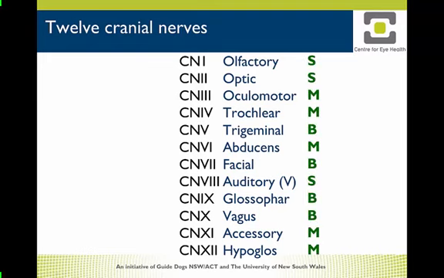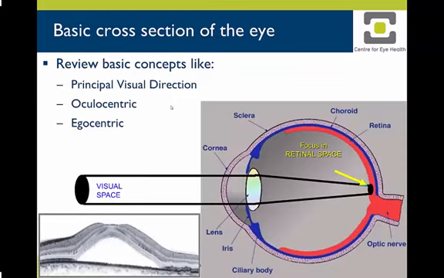It's also important, and what I've outlined here is whether the nerve is purely sensory, such as the olfactory and the optic nerve, purely motor, which is the oculomotor nerve, or whether it's both. In other words, it has sensory and motor components. Now, these are the 6 cranial nerves that are associated with vision that I've touched upon earlier in this talk. Let's first of all review some basic concepts.